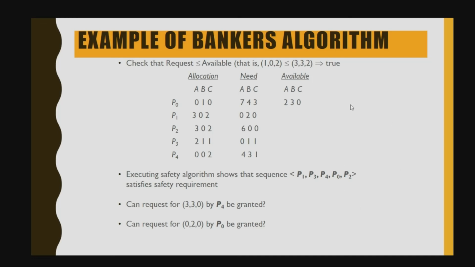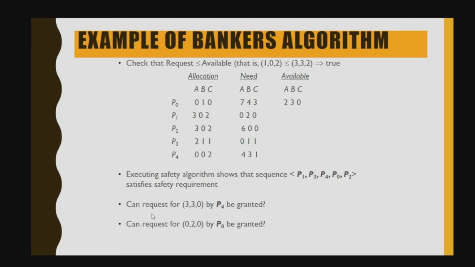So here is another example: check request against available. 102, is it equal to or less than 332? So this one is true. So we can identify the allocation, the needs, and the available. Based on this one, executing the safety algorithm shows the sequence P1, P3, P4, P0, P2. And it asks, can the request 330 by process 4 be granted?